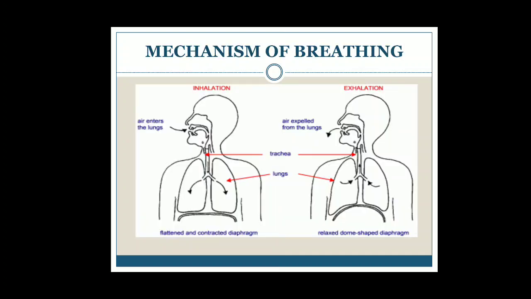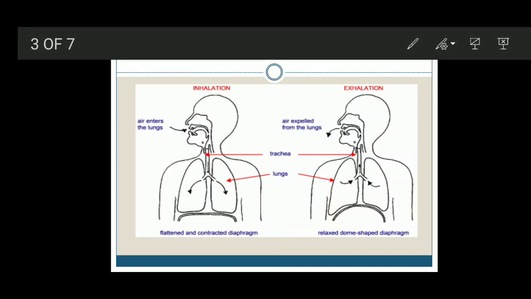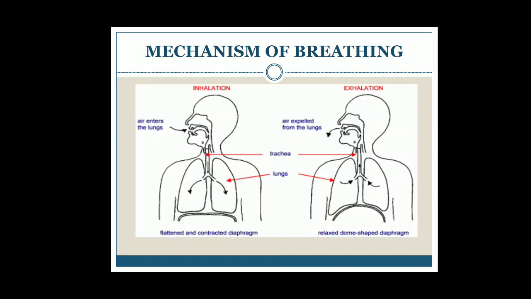Now if you see the diagram also, in the first diagram the chest cavity is expanding. The diaphragm is below your lungs. In this, what is happening? If you see, the diaphragm is becoming flattened. So whenever inhalation or inspiration occurs, the diaphragm becomes flattened. The ribs move upwards and outwards.